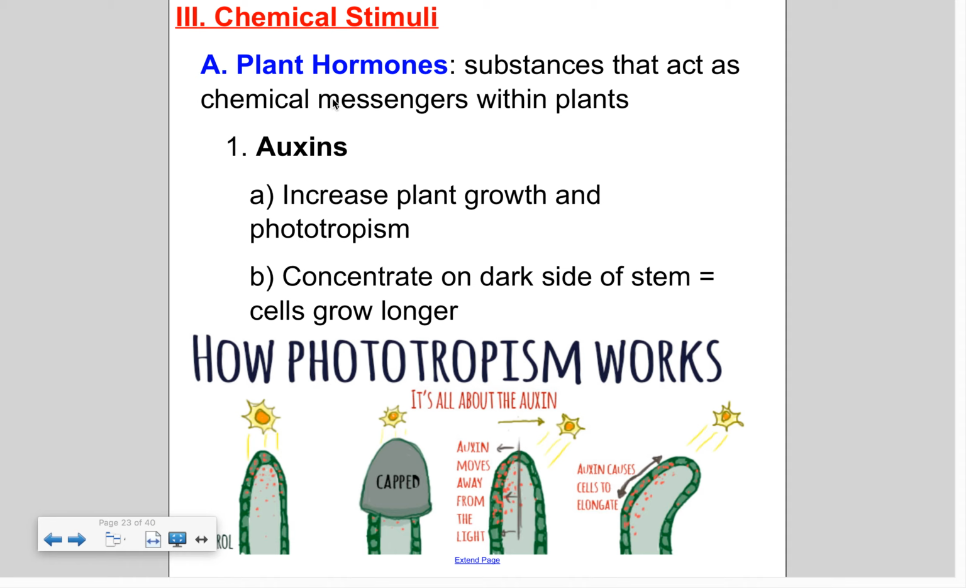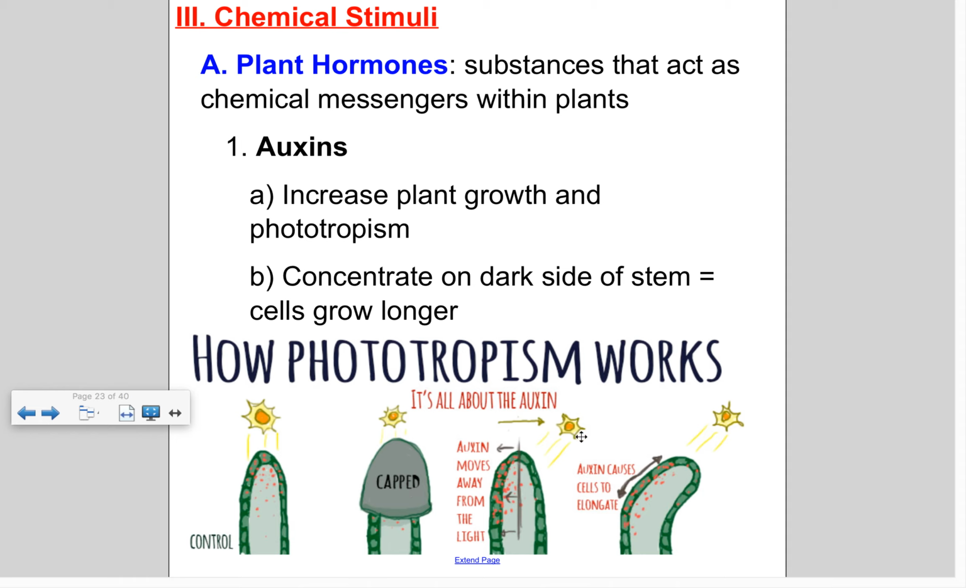The first one is auxins, which was mentioned in our video yesterday, if YouTube allowed me to show it. Auxins' main job is to increase plant growth as well as phototropism. How auxins work is they tend to concentrate on the dark side of the stem. So let's just say that the sun is straight on. This is my control, so the plant just grows upright. If I cap it, it's still just going to be upright.